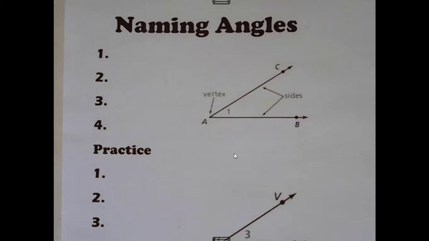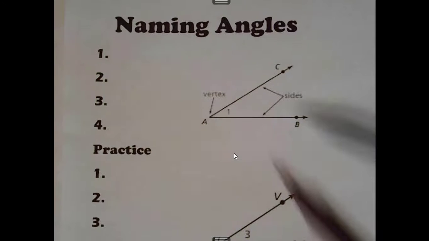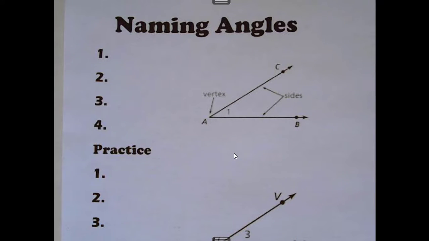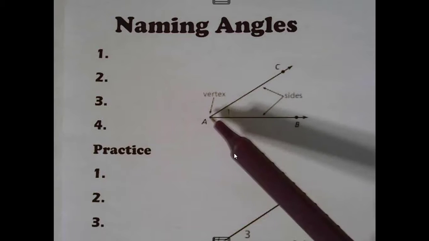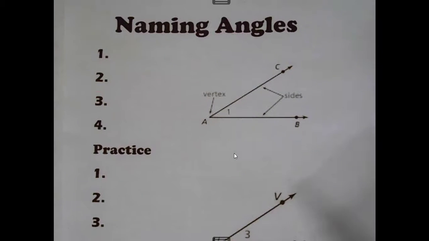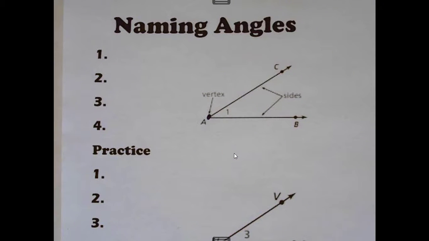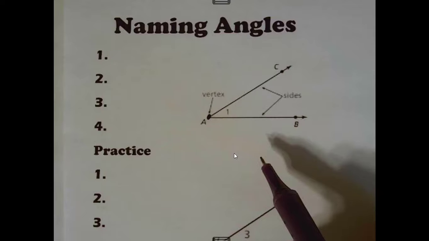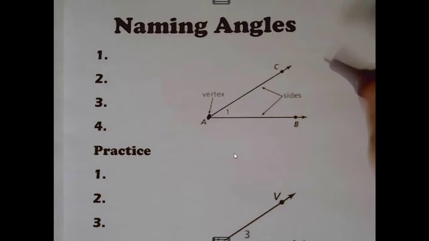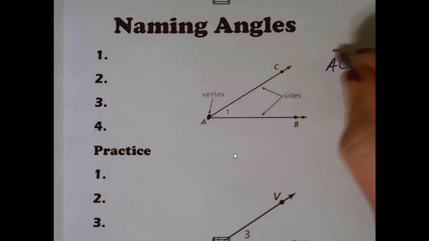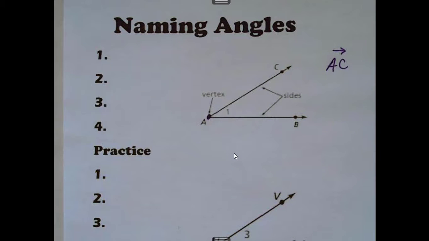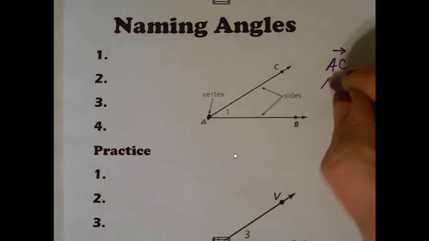So in our first section, we did talk about what a ray is. And as you notice here, there are two rays that form this angle, and they call that the sides of the angle. Now, where the two rays go off, they go off from the vertex, and that vertex would be at A. So if we were to name the rays for this angle, we would have ray AC, and then don't forget about the symbol that goes above it, and we would have ray AB.